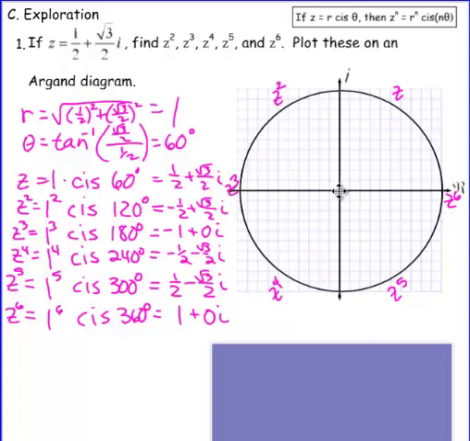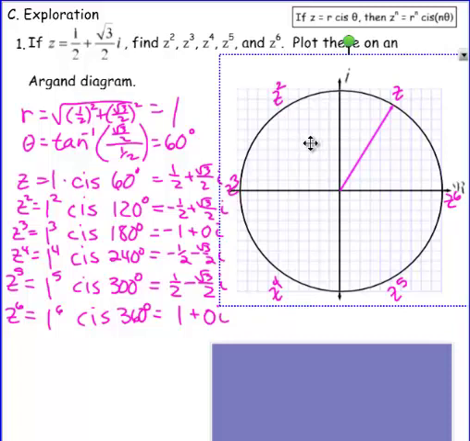So I'd go 1/2. I'm looking at this as a unit circle, so 1 would be all the way out to the circle. Half would be in the middle. Square root of 3/2 would be here. Think of your 60-degree angle. And so we end up with this vector representing z. Doing z squared, we'd go negative 1/2 and square root of 3/2. So then I'd have a net vector going in that direction.